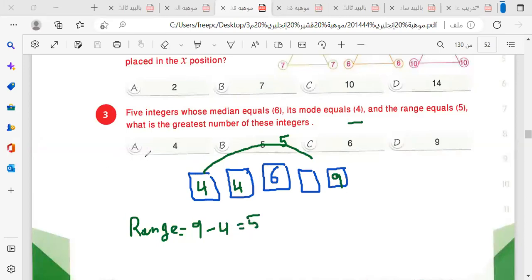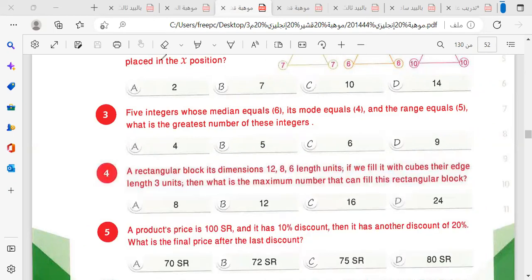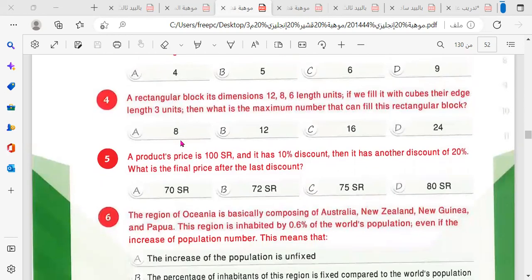Right. What's next? What is the greatest number of this number? So what did you see here? Yeah, 9. So the greatest number is 9, because the greatest number minus the smallest number is 5. Right? Is it clear? Right, good. So the number is 9. The answer is going to be D.